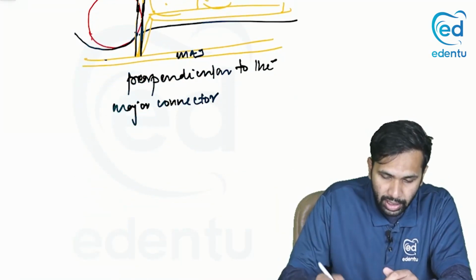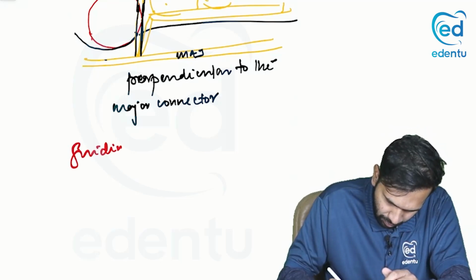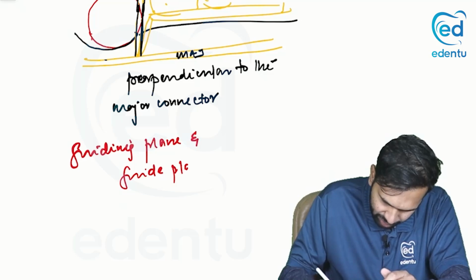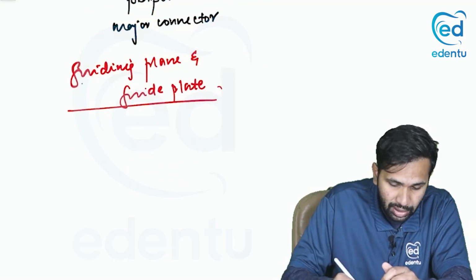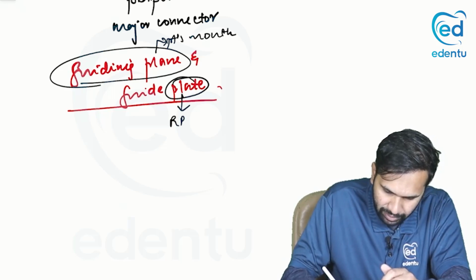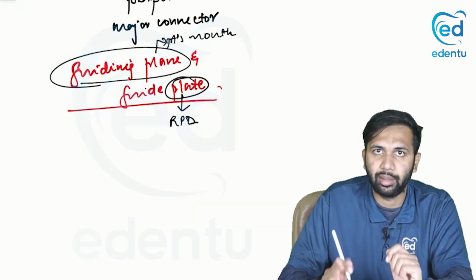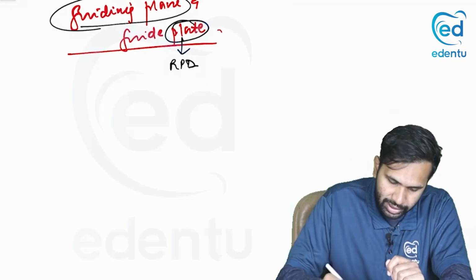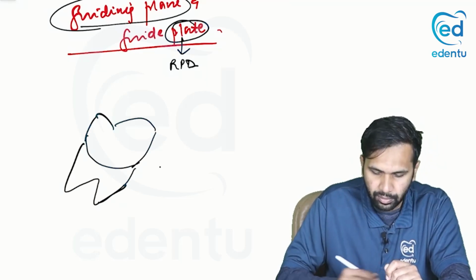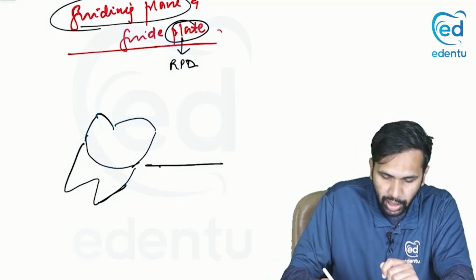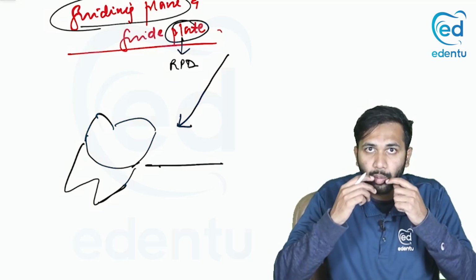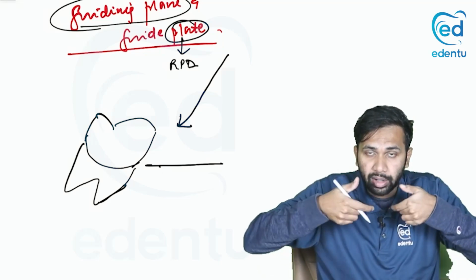Right. So what are guiding planes? Guiding plane and guide plate are different. A guide plane is in the patient's mouth. A guide plate will be in the RPD. The opposite component. For example, let's say you have a patient whose abutment molar is tipped, tilted like this, and this is edentulous. So your RPD cannot be inserted like this. There is a limitation, right? The patient can open the mouth only so much. You cannot open wide and insert the RPD like this.